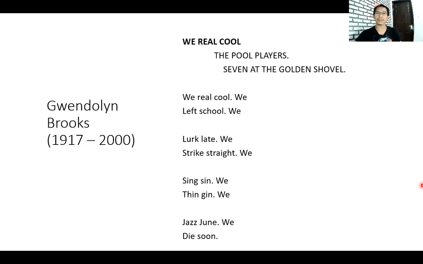Here, this is a poem by Gwendolyn Brooks, an American poet. This time, she wrote about things that happened back before World War II. Now, read this. We Real Cool is the title of the work. And at the beginning of the work, there is this short description about the pool players, seven at the Golden Shuffle.